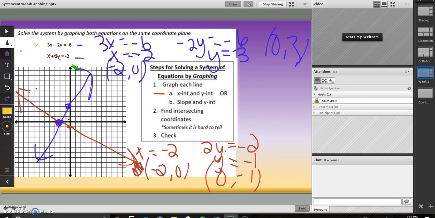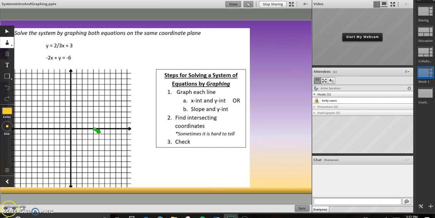And so these guys intersect right there. And so that intersection is (-2, 0). So that's your answer, (-2, 0), because your solution is not an x or a y. It is an x, comma y. And you need to put parentheses around it because it's an ordered pair. Let's do another one.